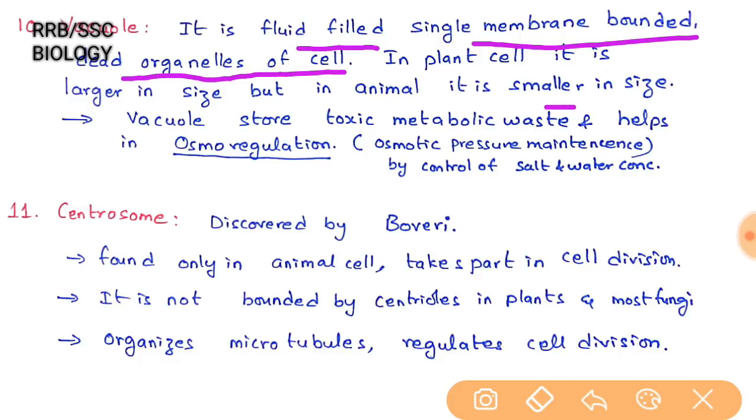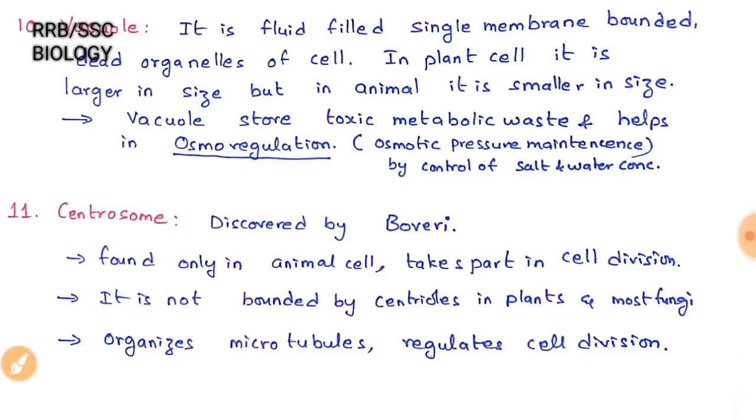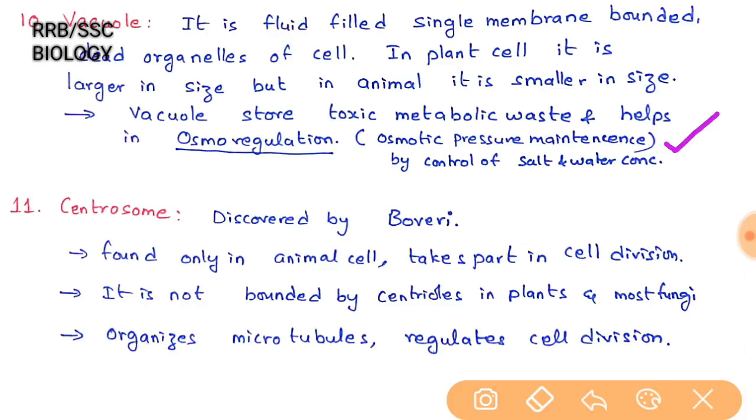Okay friends, vacuoles also help in osmoregulation. What is osmoregulation? Osmoregulation is nothing but osmotic pressure maintenance. This osmotic pressure within the cell should be maintained. It can be maintained by controlling the salt and water concentration. By altering the water concentration or salt concentration, the vacuole can maintain the osmotic pressure in the cell.